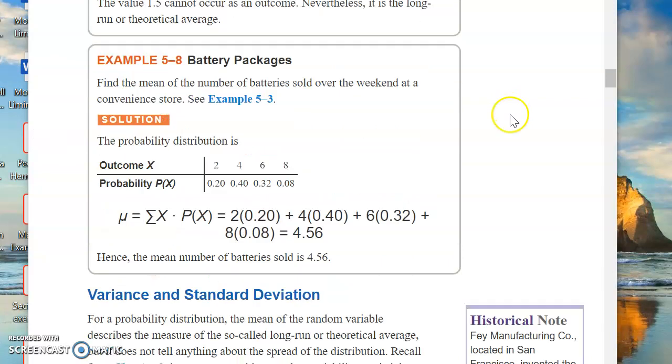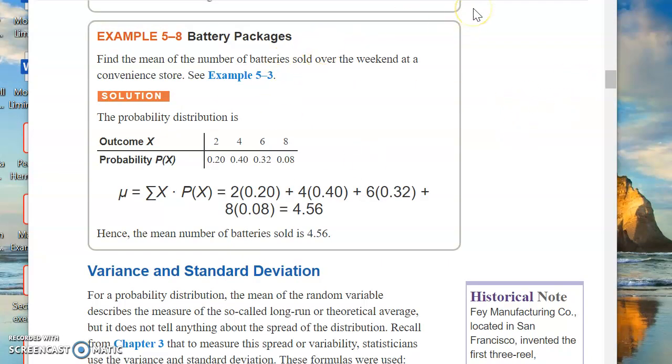Okay, remember before we had these battery packages? I think I actually talked about this example. Same concept, same song, second verse. It's going to be a certain outcome of whether you sell the 2-pack, the 4-pack, the 6-pack, or the 8-pack. What's the probability of those things? Well, here's the probability associated with each one of those outcomes. So the mean number of batteries sold is 4.56.